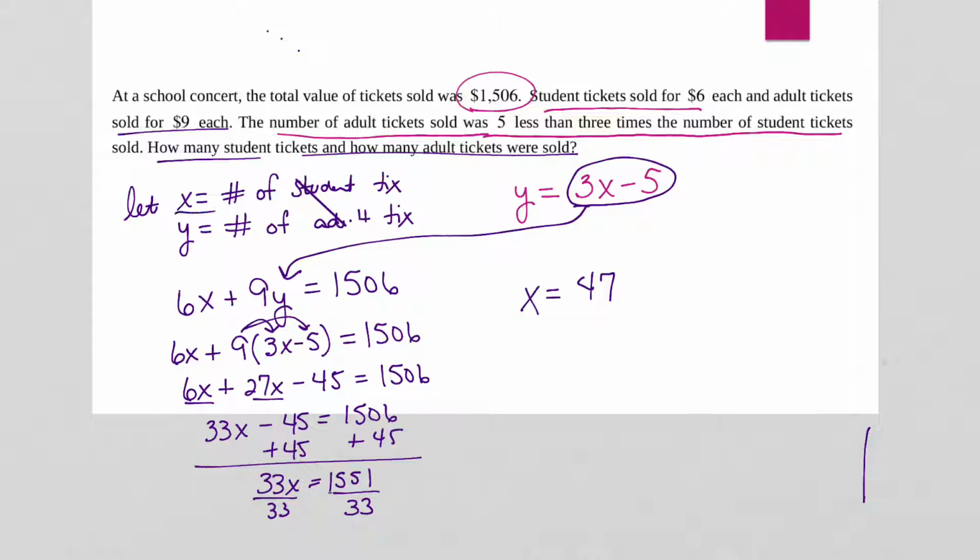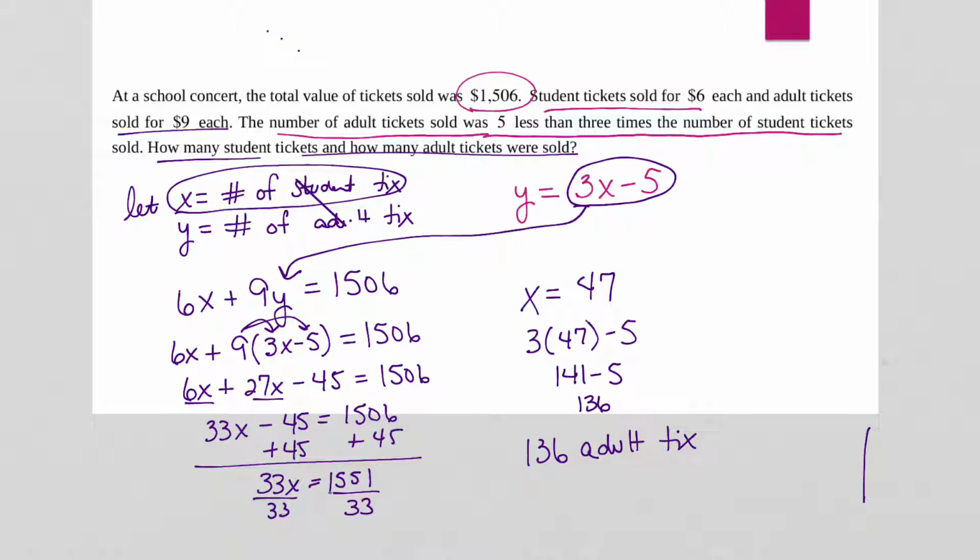X is 47. Remember, we identified x as the number of student tickets. So if we have 47 student tickets, we have 3 times 47 minus 5. So 3 times 47 is 141. 141 minus 5 is 136. So we have 136 adult tickets and 47 student tickets. There you go.